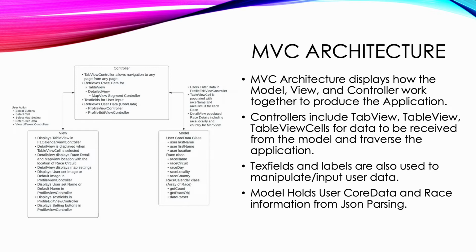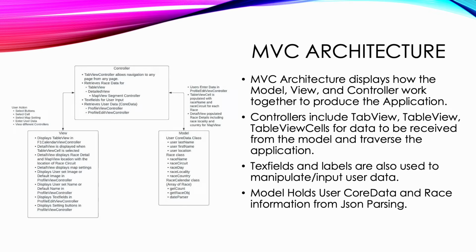For this project, I used MVC architecture to separate the housing of race information individually and as an array of all races in the current season. This, along with core data to handle user information, makes up the model portion of my project, which is updated when the user makes changes or additions to his or her information. The init function in the race calendar class performs a JSON parsing for the web API call to populate race information at the compilation of the project.